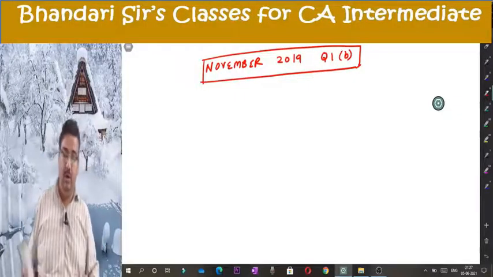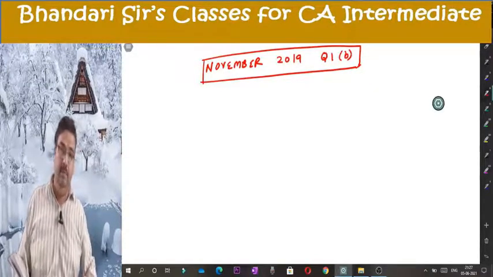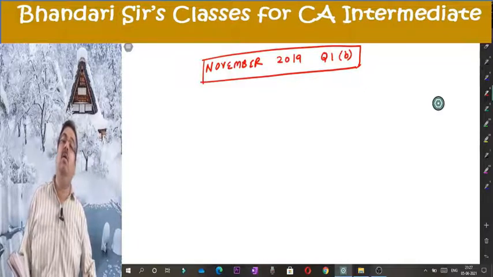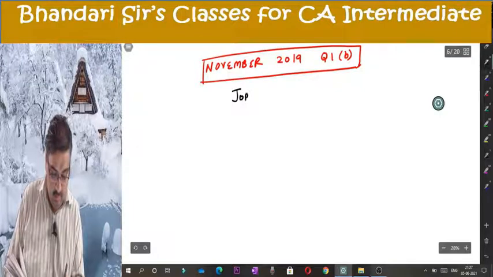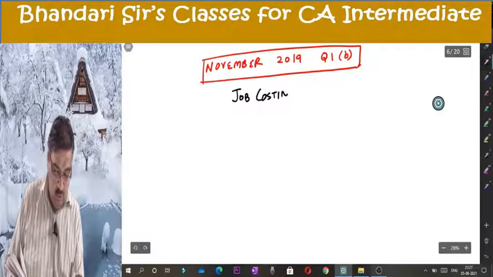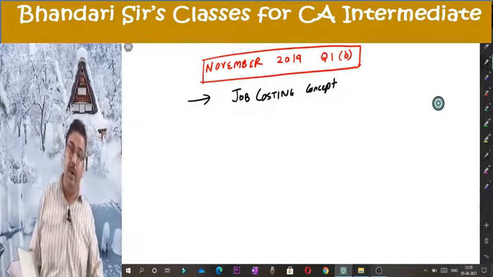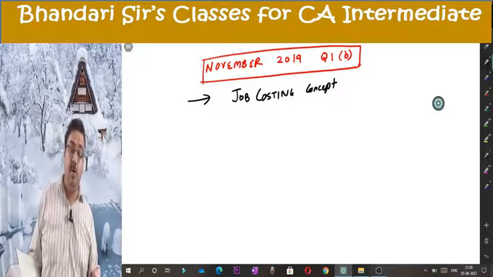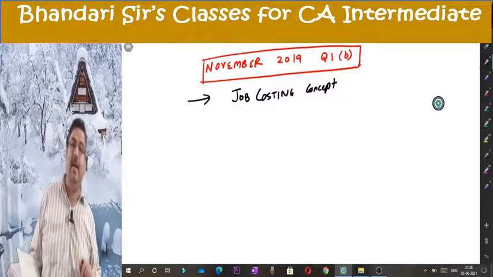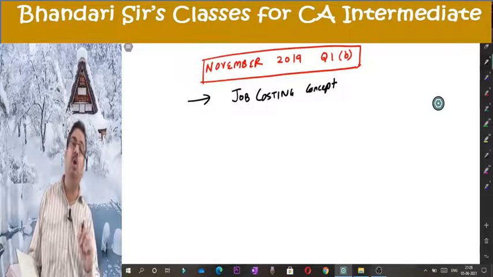Now another question is November 2019, question number 1, part B. This is not exactly on cost sheet, it is on job costing concept. But when you study this topic in job costing also, what we are preparing is a cost sheet on absorption costing basis. Now this question I am not going to solve exactly. It is very much similar to one module illustration.